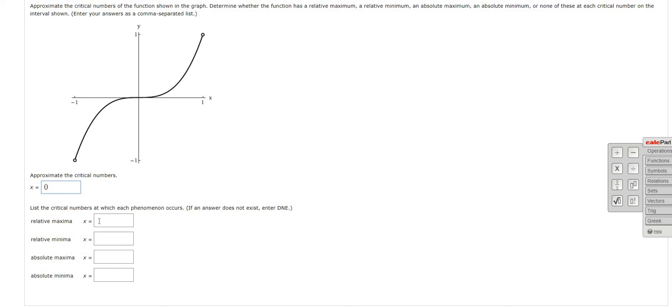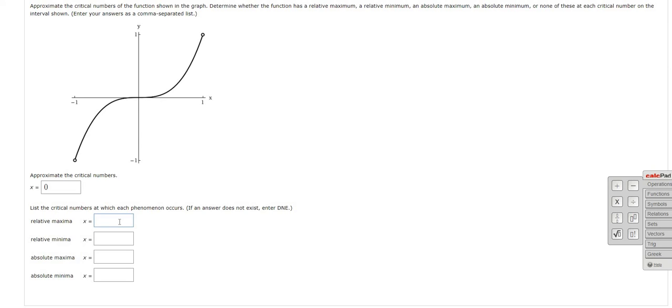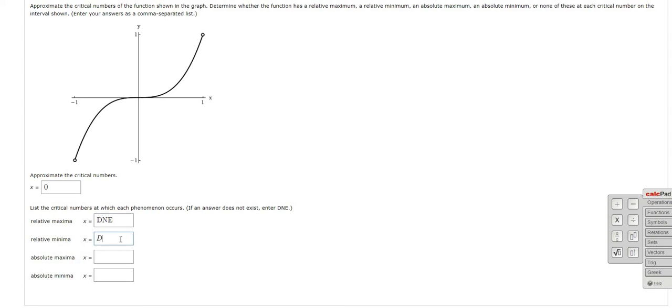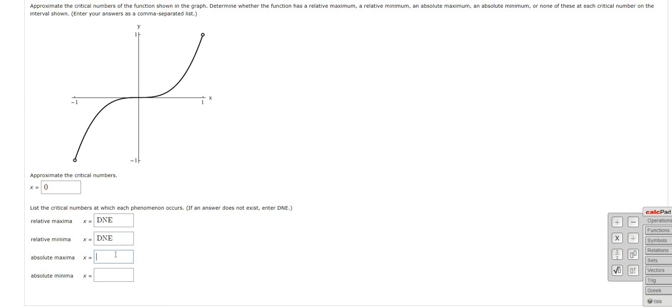Okay. So the relative maxima is going to occur nowhere. There is no relative maxima. Right, a relative maxima is a y value that is bigger than the points around it. Doesn't exist. Relative minima doesn't exist either, right? There is none of those and none of these either. So all of these are going to be DNEs.